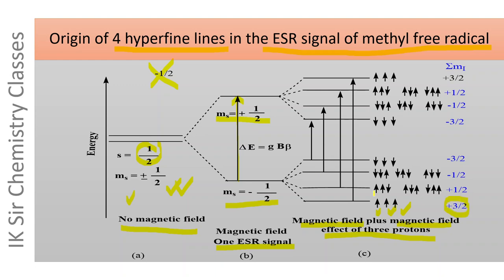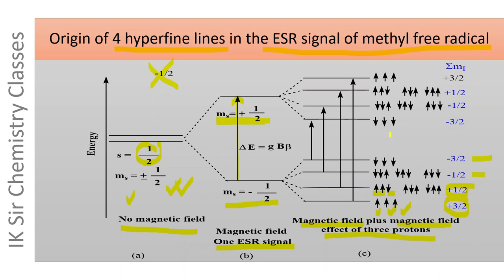Here, two protons have a spin in upward direction, while the other proton has a spin in the downward direction, and the summation of mI values will be plus 1/2 plus 1/2 minus 1/2, that is plus 1/2. And similarly, the other arrangements of nuclear spin for three protons of methyl free radical have summation of mI values minus 1/2 and minus 3/2. And the same situation will be obtained in the higher energy spin state of the electron, that is ms equals plus 1/2.